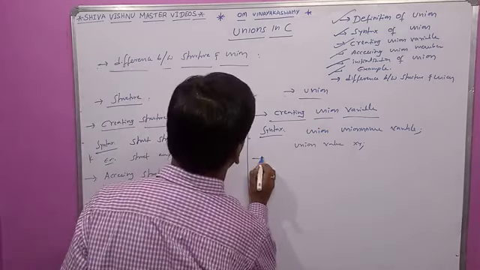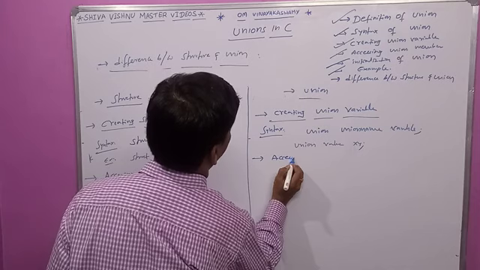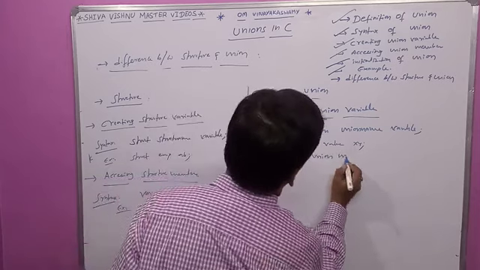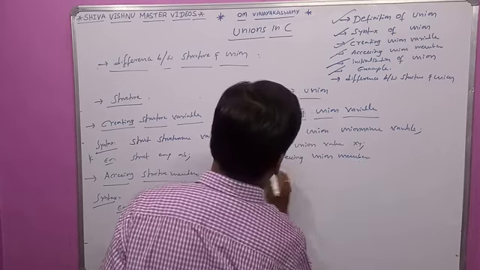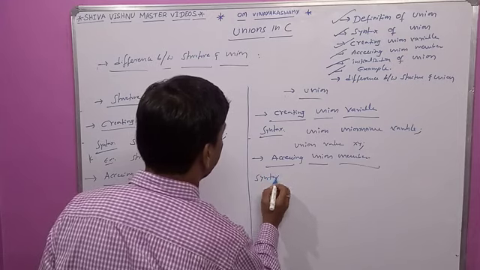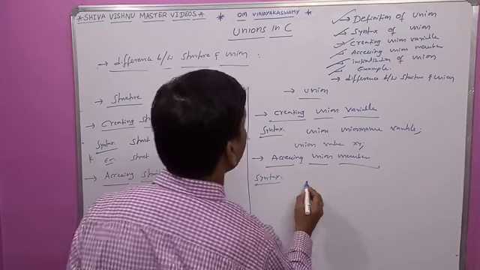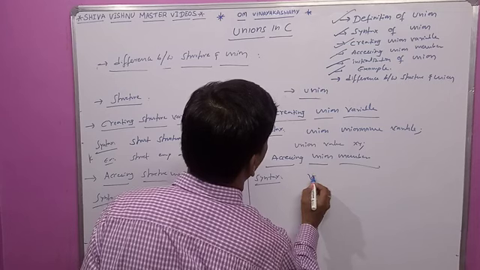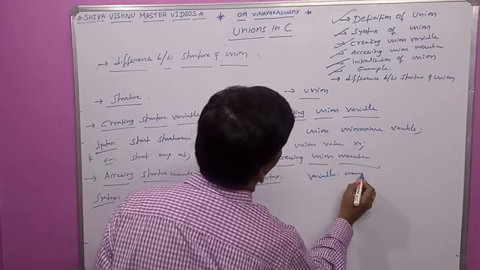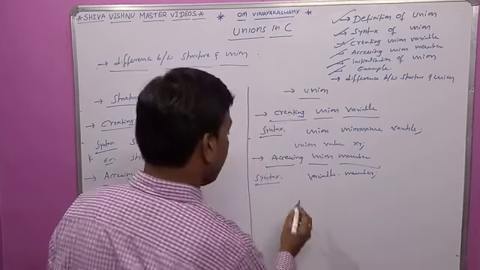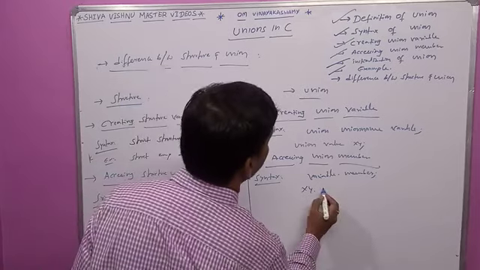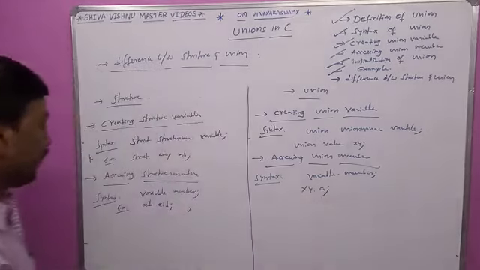Here also, accessing union members. Here also we have the syntax. You can see the variable, dot operator, member, semicolon. Here you can see the variable xy, dot, member, semicolon.